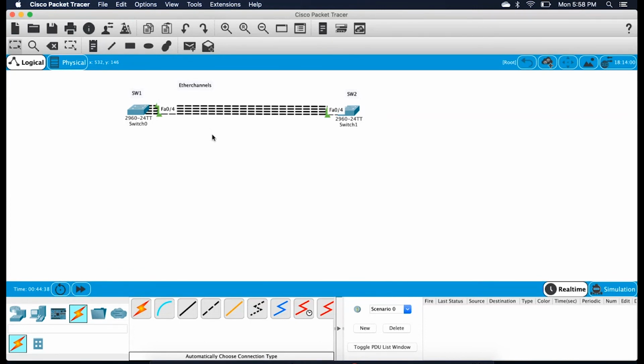So the commands that are there: interface range fa0/1 to 4, and then you say channel group 1 mode on. And to verify that, you can just use show etherchannel or show spanning tree. These are the commands that you can use. So go ahead, try to configure this ether channel and let me know when you're done.